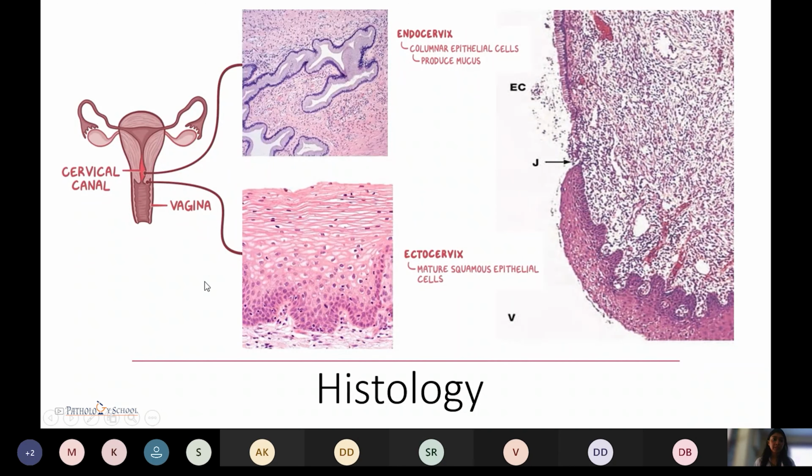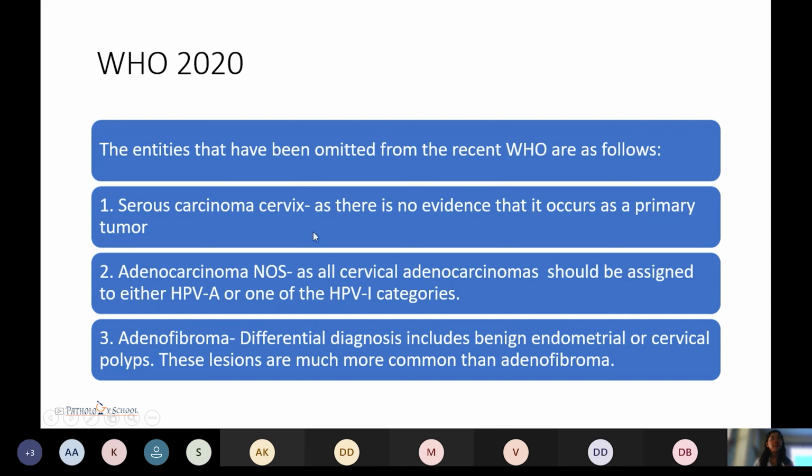A few entities have been omitted from this new WHO, that is serous carcinoma of cervix, because there is no evidence that it occurs as a primary tumor in the cervix. Then adenocarcinoma not otherwise specified, as all the cervical adenocarcinomas according to WHO should be classified either as HPV associated or HPV independent categories. Lastly, adenofibroma.